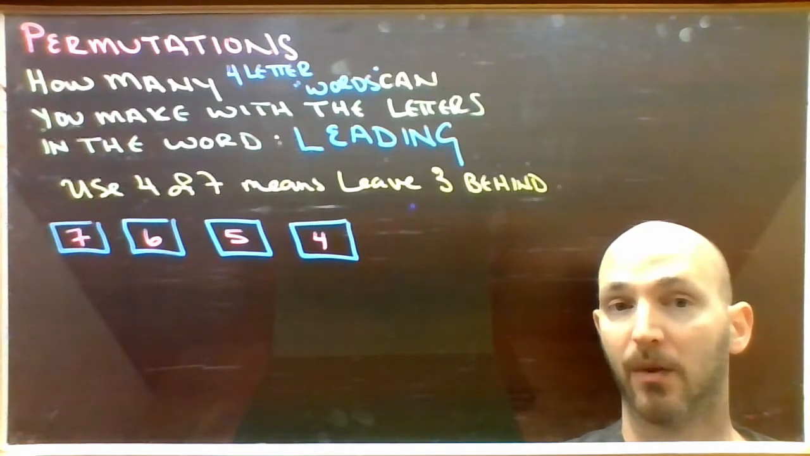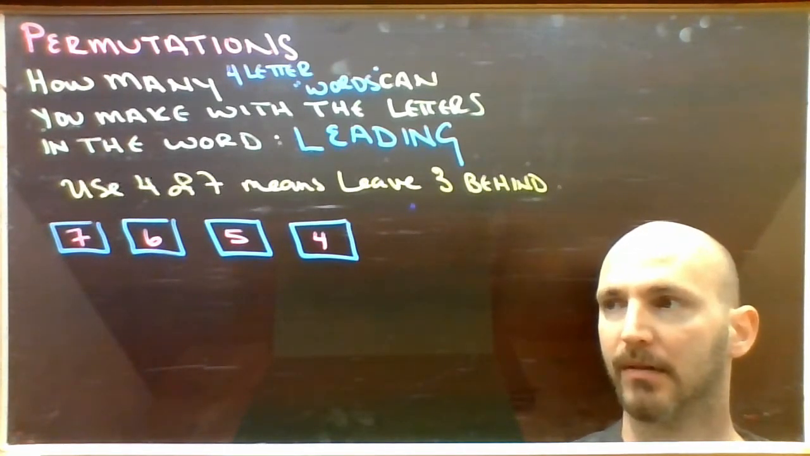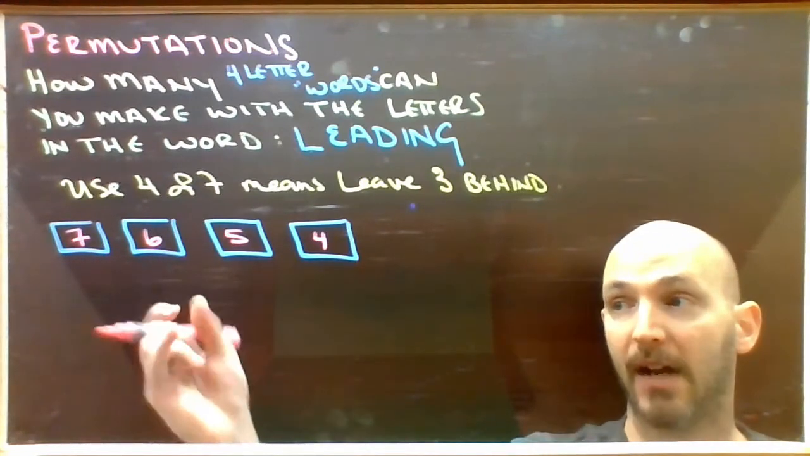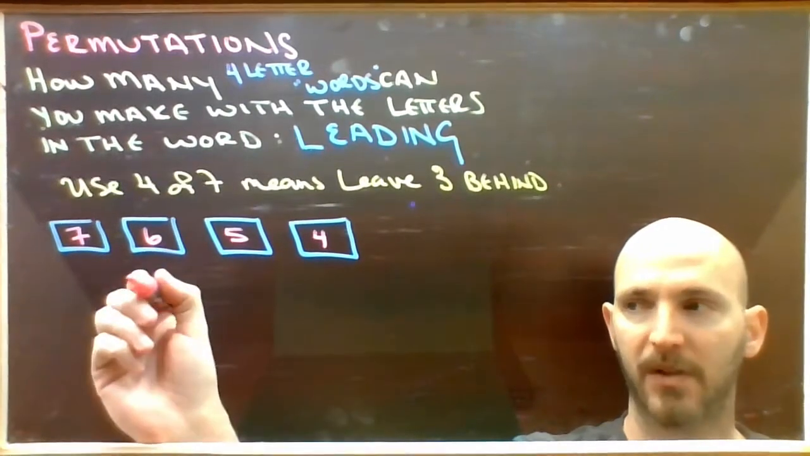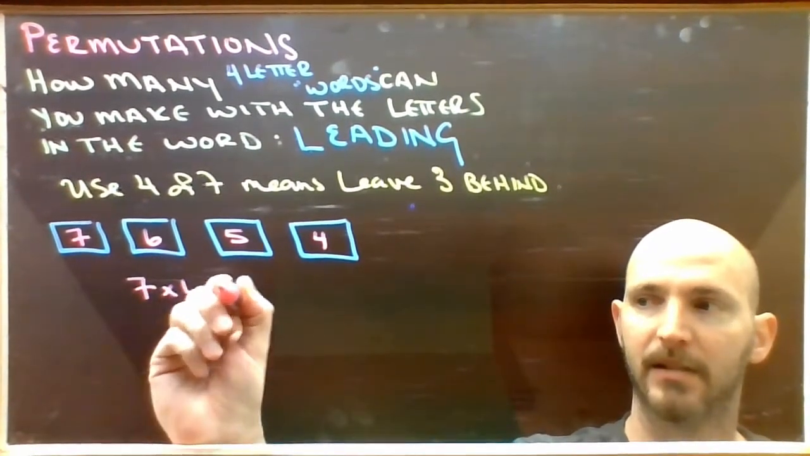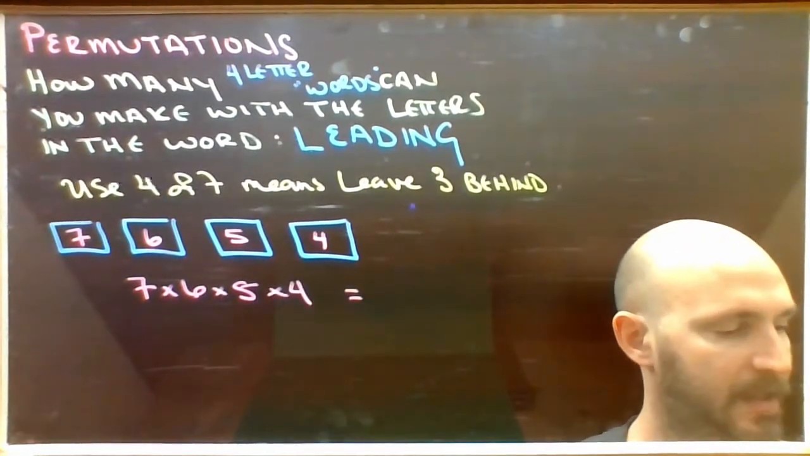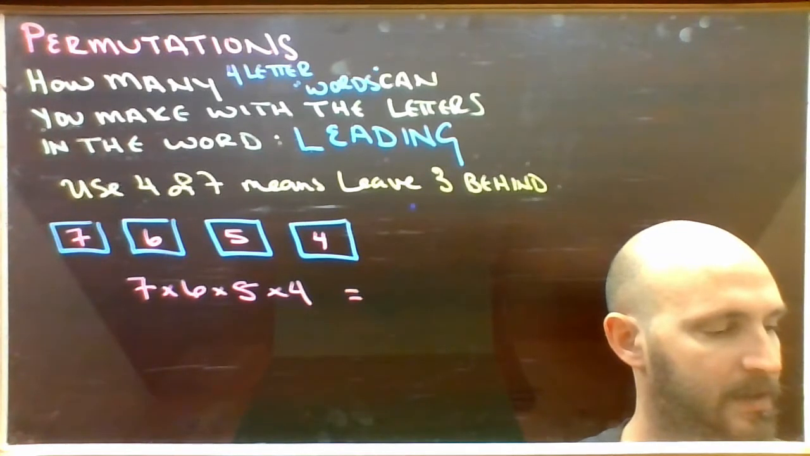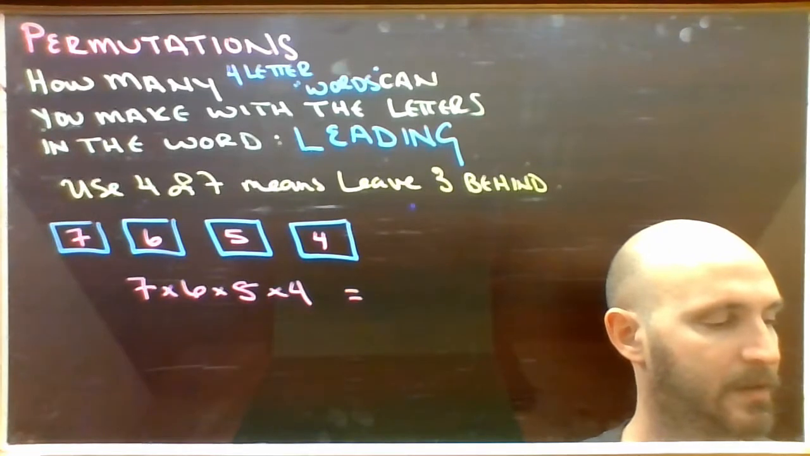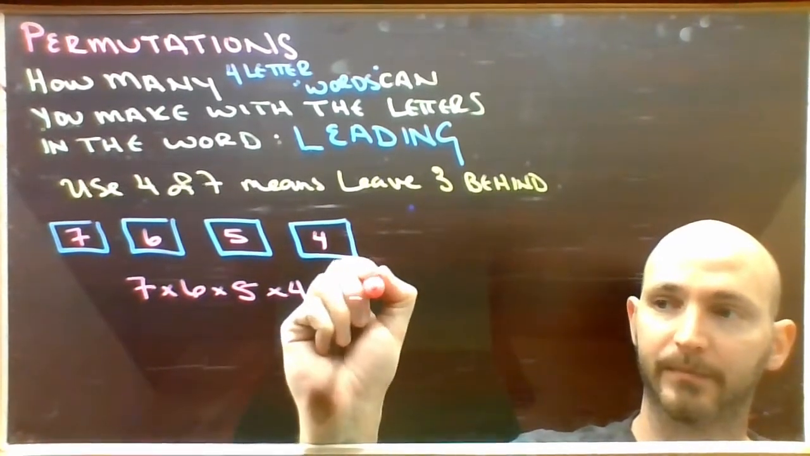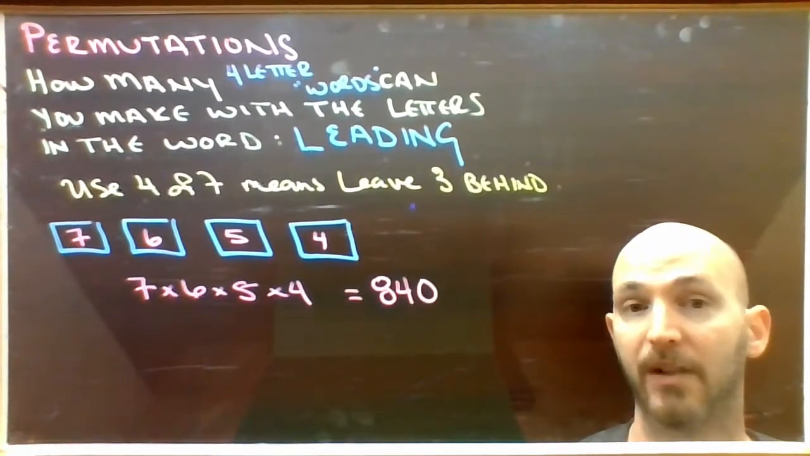Now, I didn't make it all the way to 1 because I stopped using letters before I ran out of letters. But in order to build these words, I had to pick something for the first, and the second, and the third, and the fourth. So I'm still multiplying. 6 times 5 times 4, which ends up giving me 7 times 6 times 5 times 4 is 840. So I can do that manually, it's no problem.